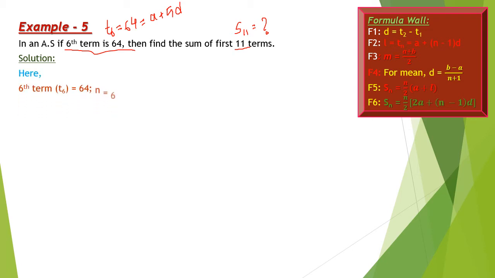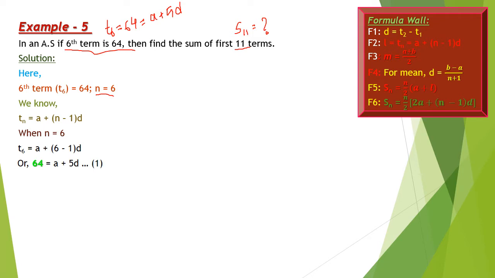For the 6th term, t6 is equal to 64, that means n is equal to 6, and we know tn, so we can directly write t6 is equal to a plus 5d. When n equal to 6, a plus (6 minus 1)d, that means a plus 5d. Now we have t6 as 64, so 64 equal to a plus 5d. Okay, this is equation 1.